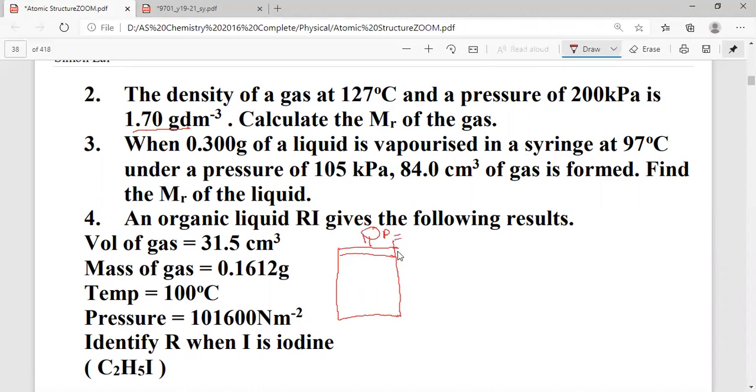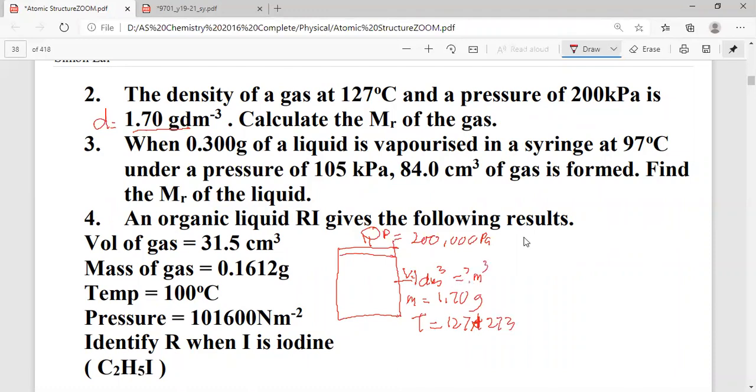What's the pressure equal to? The pressure given here is 200 kilopascals. So we change it to pascals. Now because this is the density, mass over volume, we can consider this to be one dm cube. So the volume is 1 dm cube. And the mass, how much? 1 dm cube is 1.70 grams. Temperature, you change it to 127 plus 273. Right, now 1 dm cube, change to meter cube.